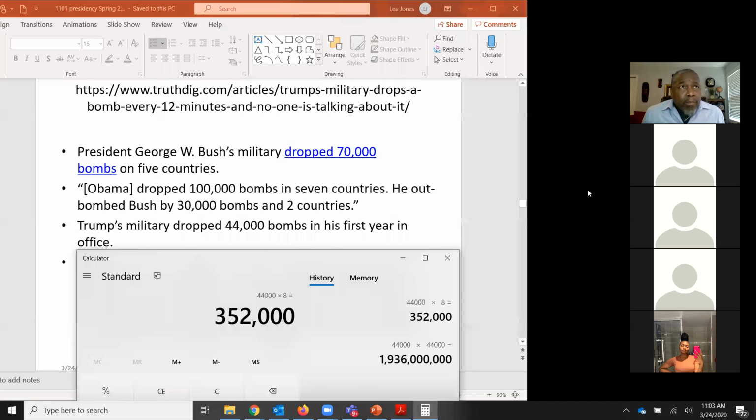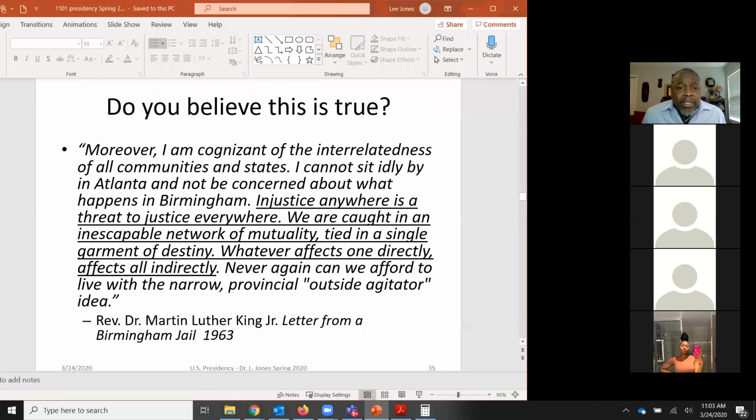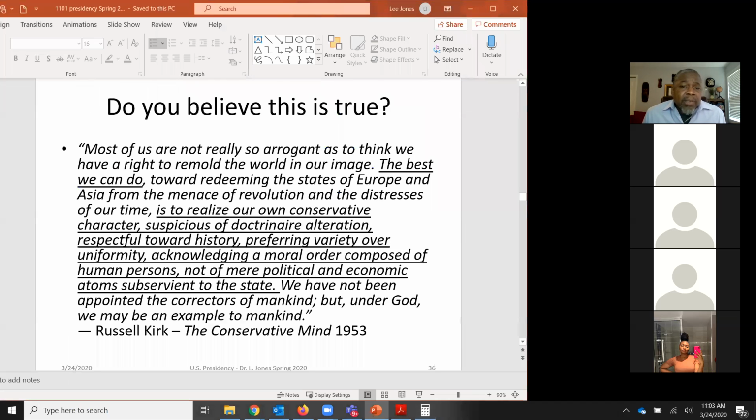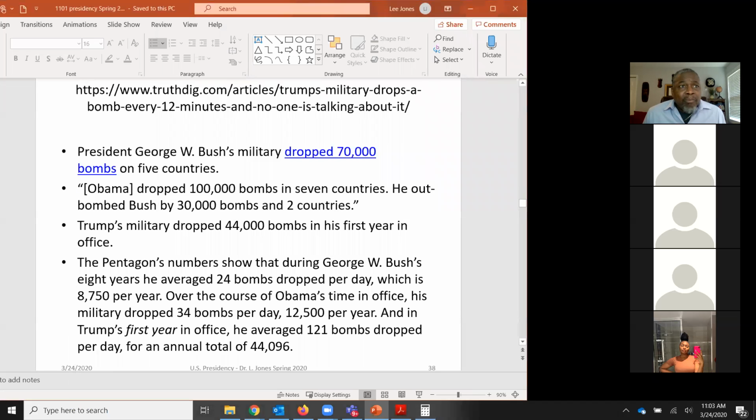Wait a minute. Martin Luther King said, we are caught in an inescapable network of mutuality, tied in a single garment of destiny. Russell Kirk said, we are not so arrogant as to think that we can appoint ourselves correctors of mankind, but should be an example to mankind. But what do we make of this level of bombing that's occurring around the world on behalf of the American presidency?